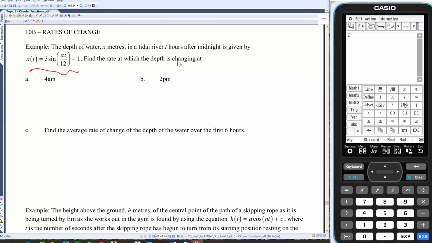Find the rate at which the depth is changing at. Okay, so notice that this says the rate at which the depth is changing. So not the depth, but the rate at which. Okay, so make sure you read these questions extremely carefully.